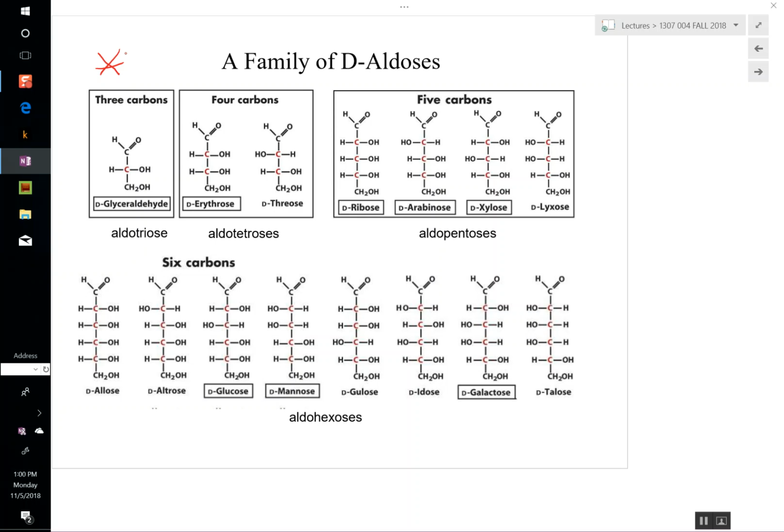So here are the 3 carbon aldoses, or aldotrioses. There is only one D-aldotriose, D-glyceraldehyde. There is an isomer of it, but that's L-glyceraldehyde. We don't have any L's on this slide. Follow me? This is nothing but D. So when there's only 3 carbons, there's only one, D-glyceraldehyde. That's its name.